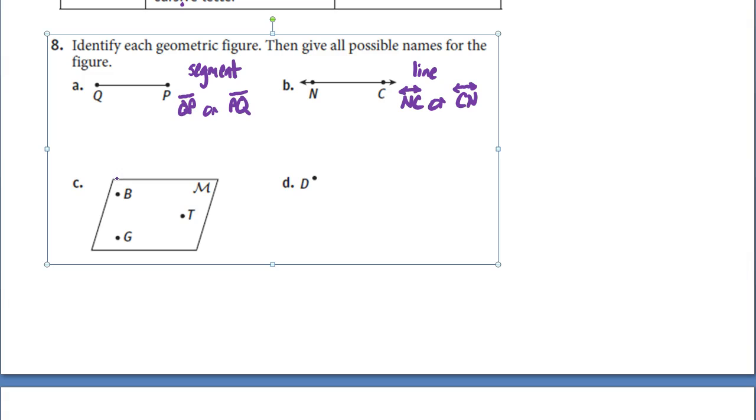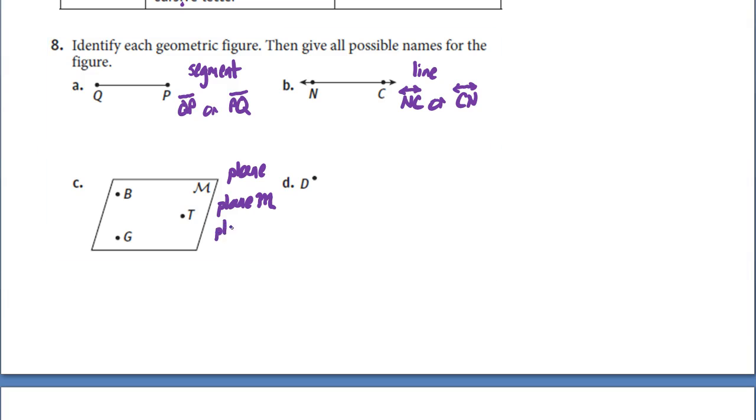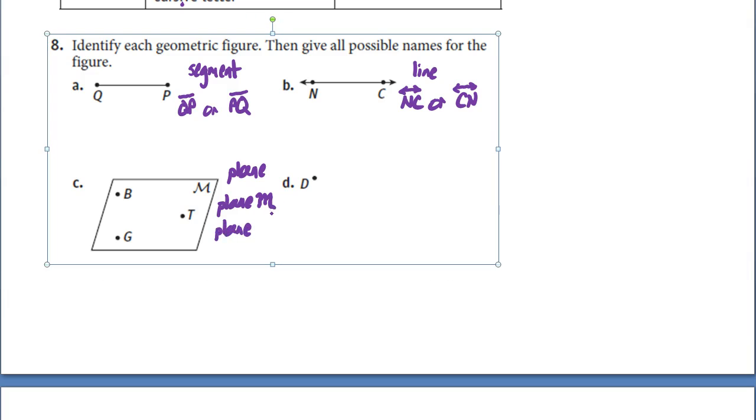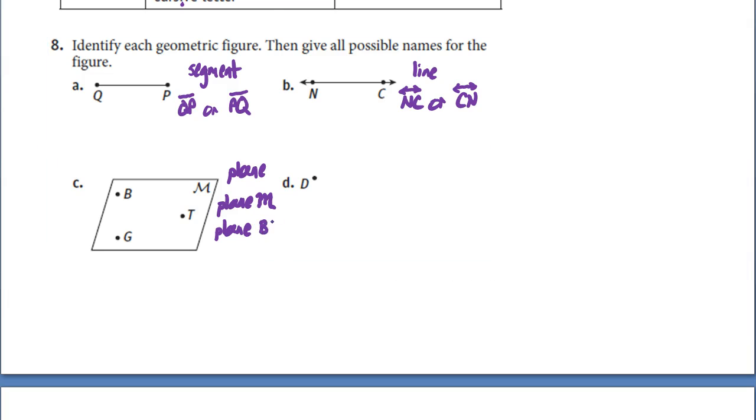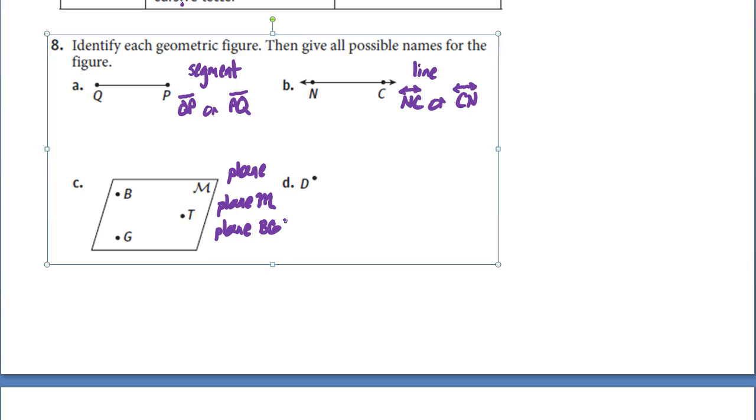Question C. This parallelogram is not intended to be a parallelogram. Instead, it's representing a plane. And so this is a plane. And when naming it, we can say plane M, where you're using the capital cursive M to name it. Or another way to name a plane is to name it using 3 points that are on the plane, as long as the 3 points aren't in a straight line. So for example, plane BGT. These letters can go in any order.